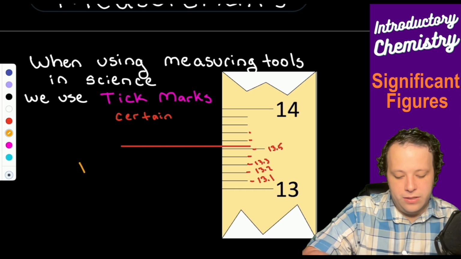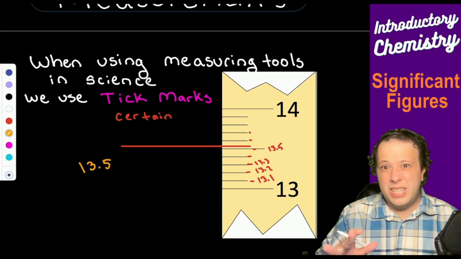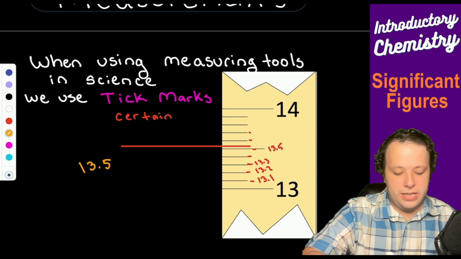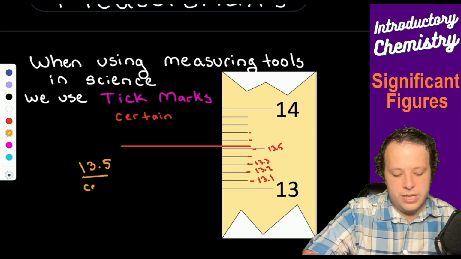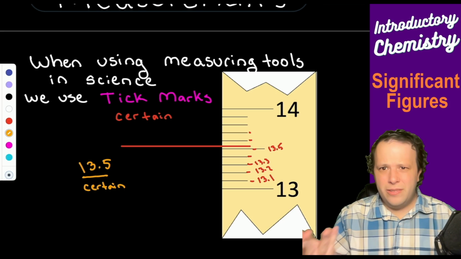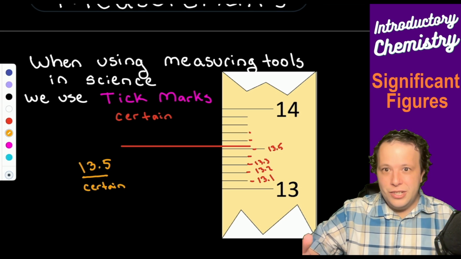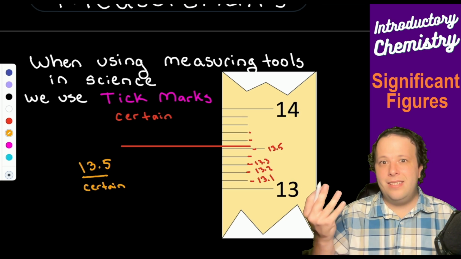Meaning that if I look at this, I was able to tell for a fact that it was at least up to 13.5, right? Based on those tick marks. So these are our certain values. However, if there is an area where you fall in the middle, or even if you fall on the line, we are always able to approximate one digit past that tick mark.